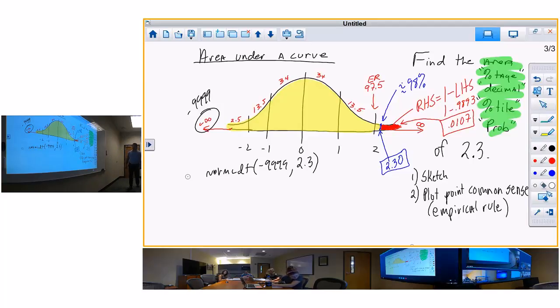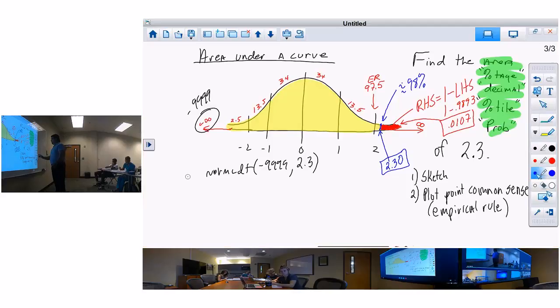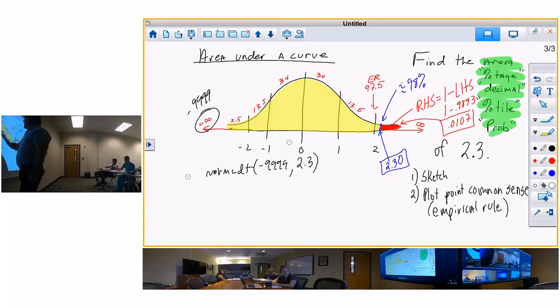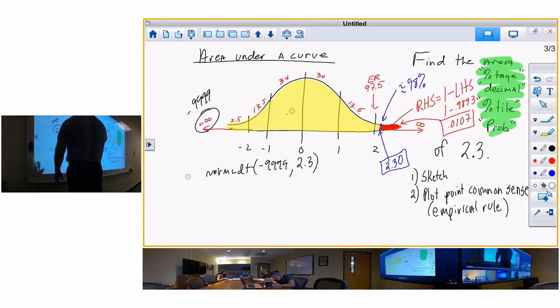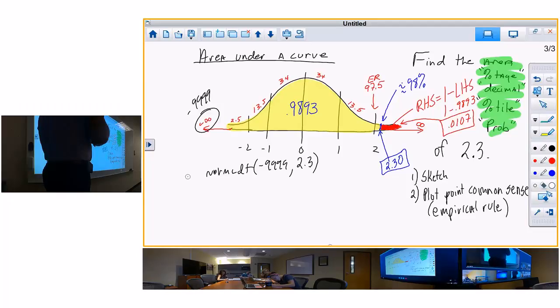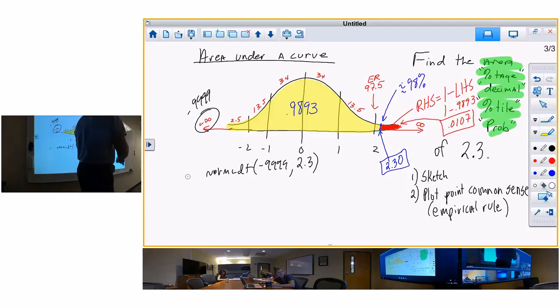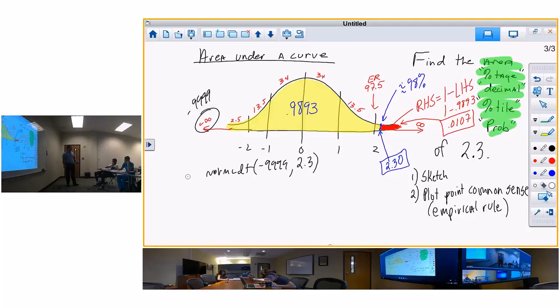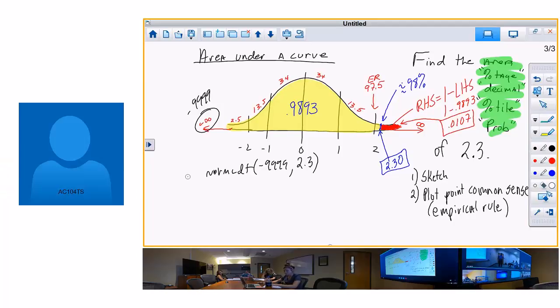Remember, the blue is 0.0107, the yellow is 0.9893. What's the area under the whole curve? 1. So $1 minus 99 cents is what? 1 cent. So the red is the complement of that number to a dollar. Now, why would you want to know the right-hand side?